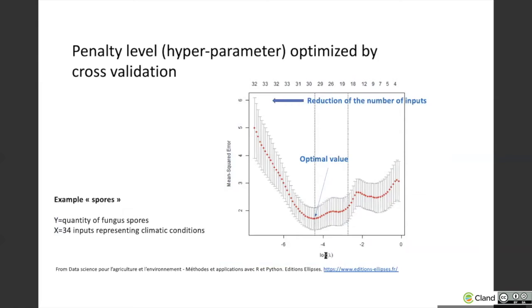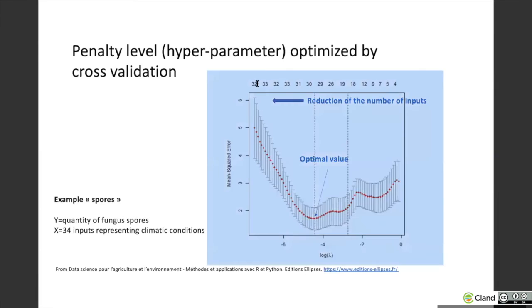Here the lambda value is expressed in a log scale. The red points here correspond to the mean square error obtained for each value of lambda. And this mean square error was computed by cross-validation. So each point here corresponds to one regression model. When the value of lambda is high, as here, you have a strong penalization, and the number of non-zero coefficients is very small. The number of non-zero coefficients is given at the top here. So in this regression model here, you have only four non-zero coefficients among the 34. If you choose a small value of lambda, so on the left part of the graph here, you increase the number of non-zero coefficients.